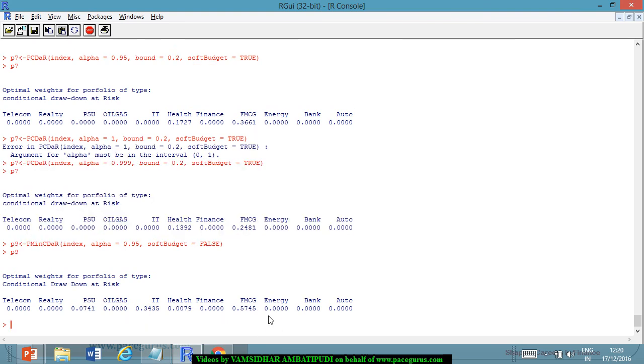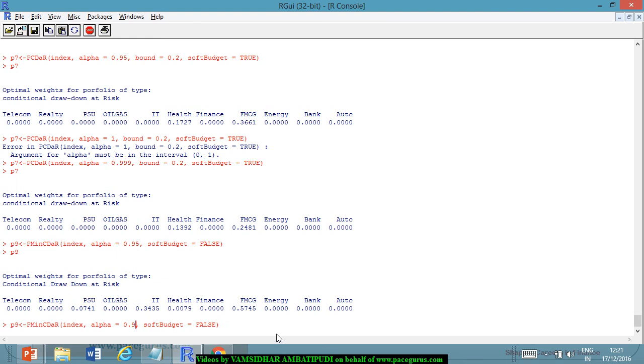When I am looking at this, the model says if I want the risk, or the drawdown losses, to be as minimum as possible at 95% confidence, better you invest 7% in PSU, 34% in the IT sector, 0.79% in the healthcare sector, and 57.45% in the FMCG sector. So that's the kind of allocation that it is giving at the 95% confidence level.